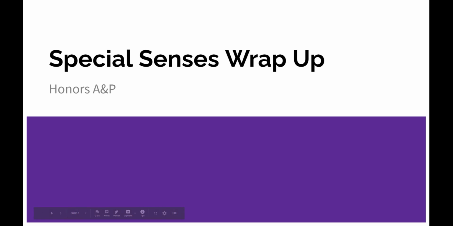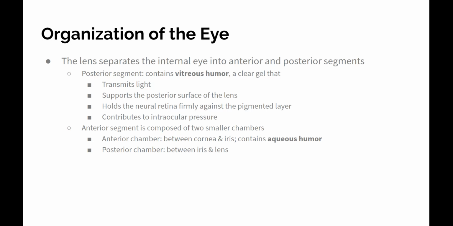All right, let's finish up the special senses here. So we're going to go back to vision just a little bit. There are a few things that we didn't get to cover the other day. The eye is organized into two segments, the anterior and posterior segment.